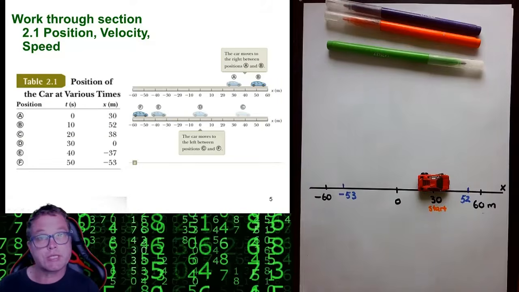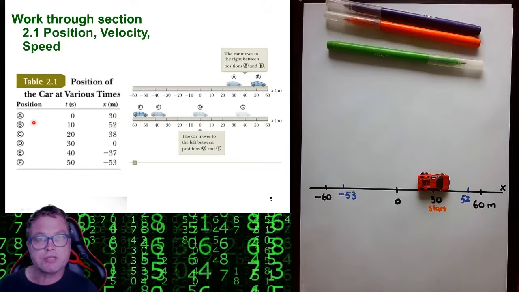The use of language and definitions and terms in physics is very precise, and now we're going to be looking through an example that helps us to understand the difference between position and displacement and the difference between speed and velocity. So the scenario that we are looking at is that of a car, and the car is moving in the x direction, and the car is given different positions named A, B, C, D, E, all the way to F, and then at different times it appears at a different position.